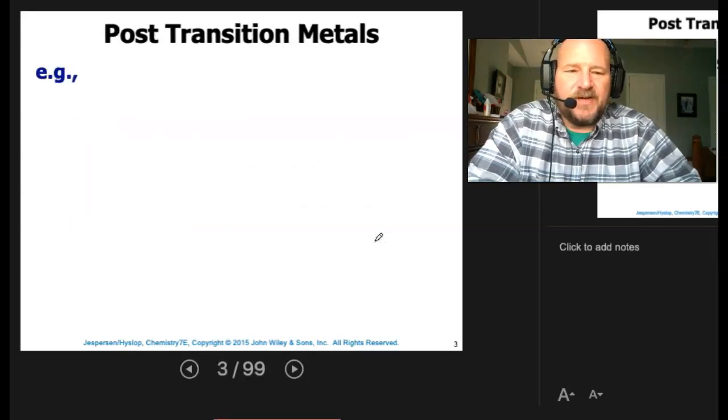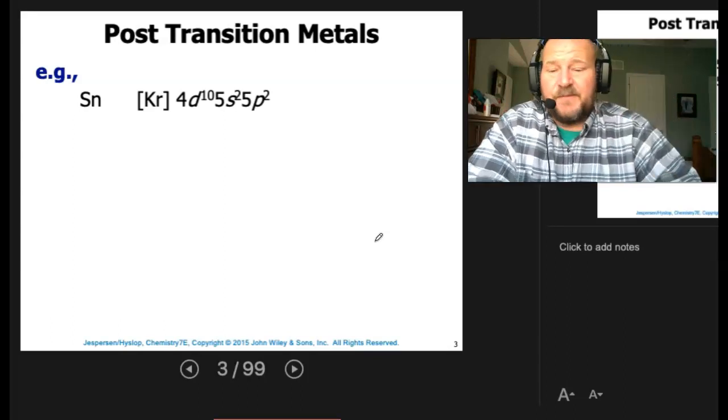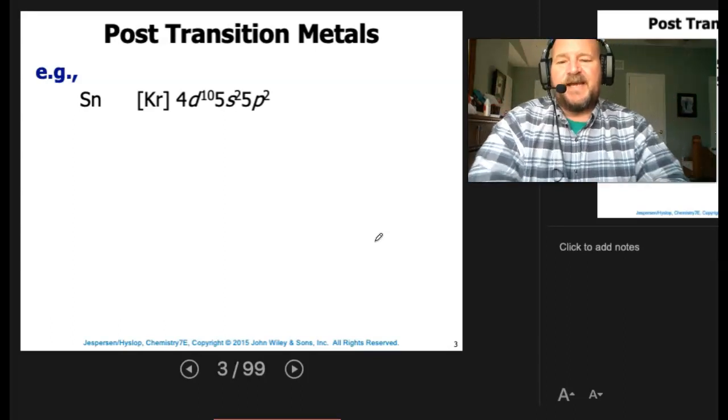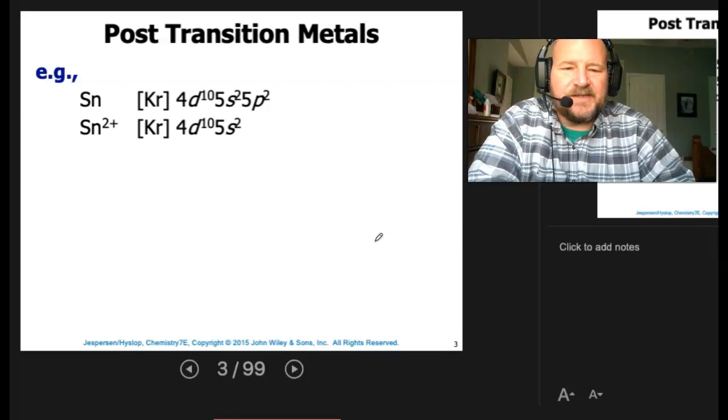Now for your post-transition elements, in other words, take a look at tin. Tin would be krypton, and then 4d10, 5s2, 5p2. Now we know that we can form a 2+ ion, and that means we're going to pull 2 out of the p. So the 5p is gone now. We have the 5s2 left.